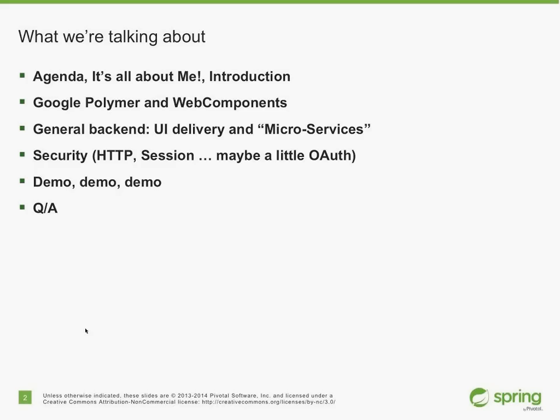What we're making, we're going to spend a lot of time talking about Google's Polymer and web components. If you're not sure what that is, hopefully you'll have an idea after we're done here. For a general backend on our app, we're going to look at delivering our UI and microservices with Spring, and security, of course, being very important. We're going to be talking a little bit about that, HTTP and session-based security. We'll see if we get a little chance to throw in some OAuth.